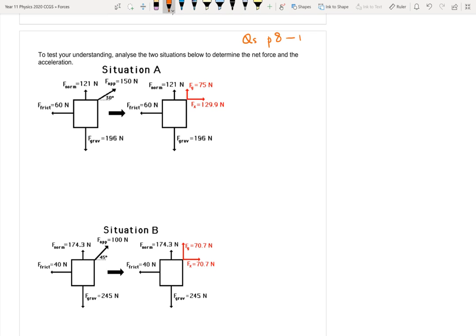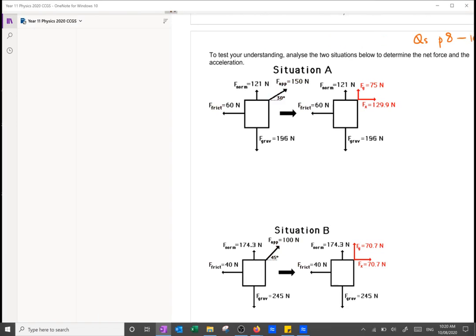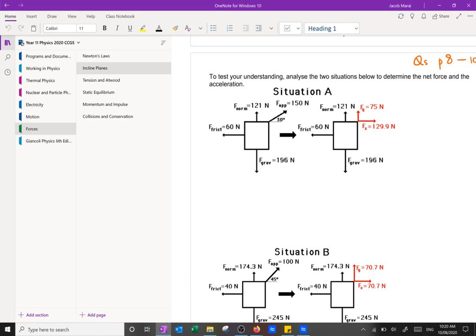So if you do end up with an X and a Y force, do you do Pythagoras? Yeah, and that sucker's accelerating in the direction of the net force.